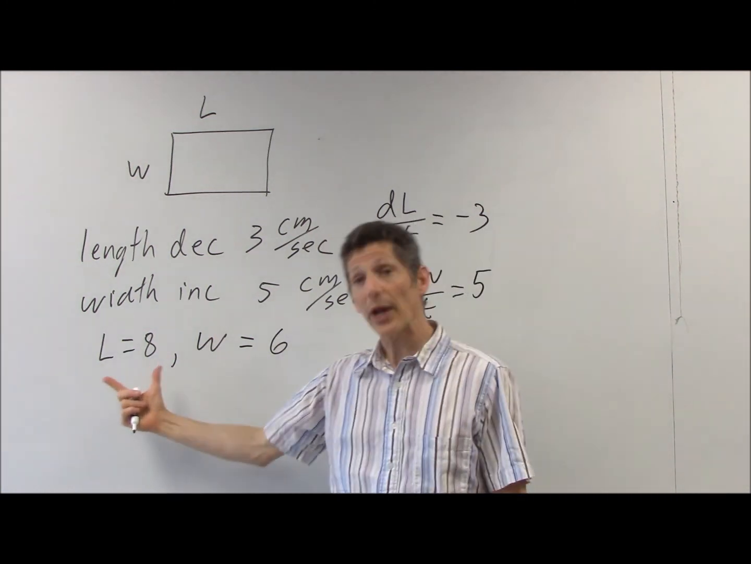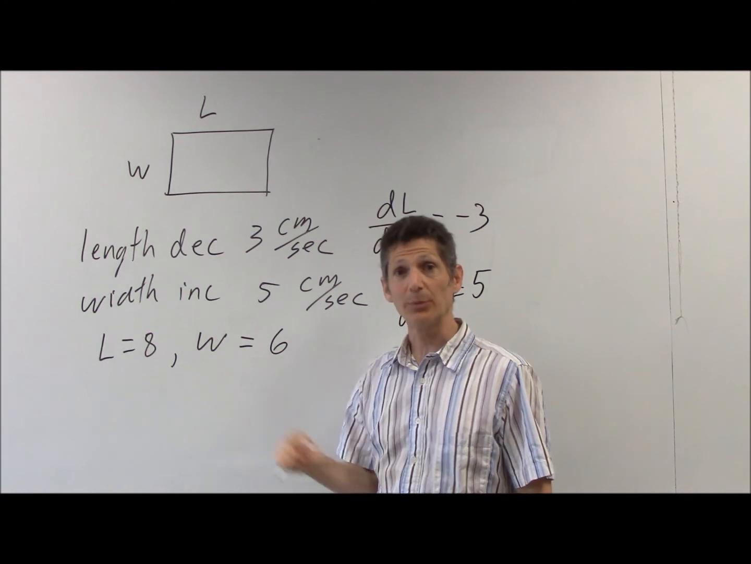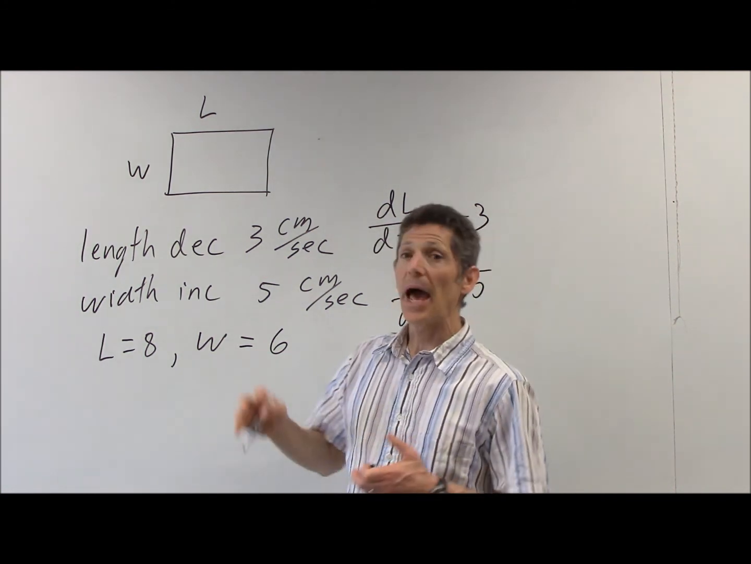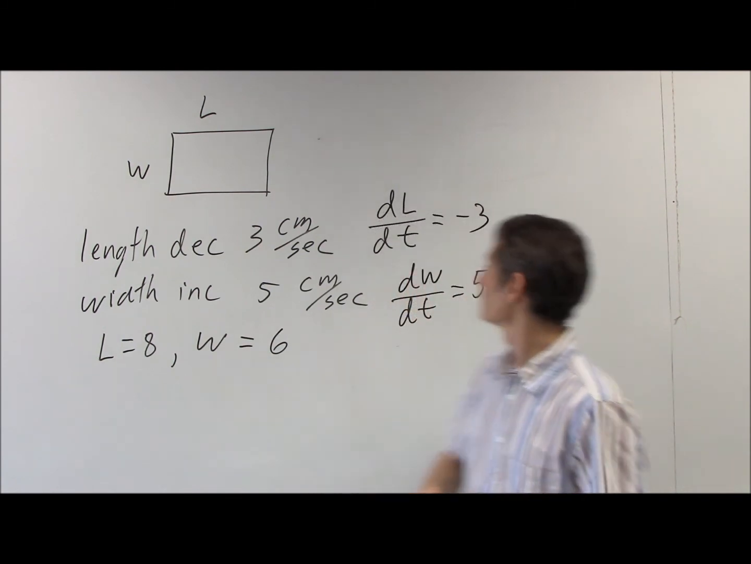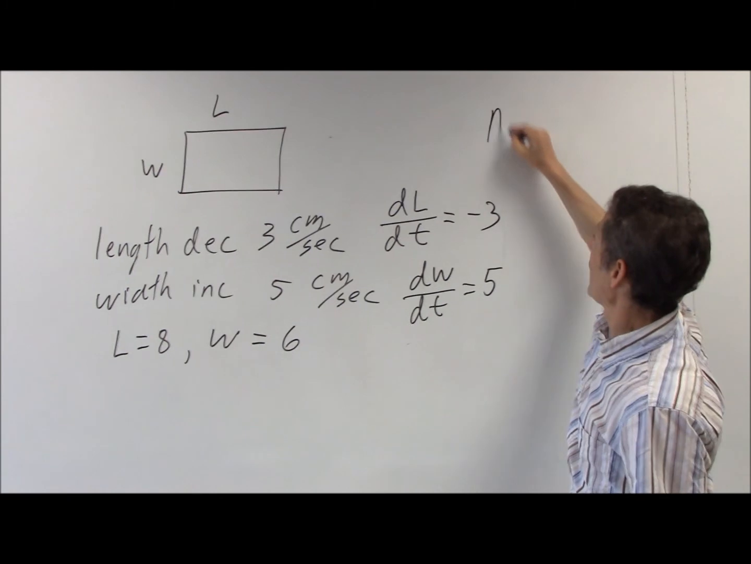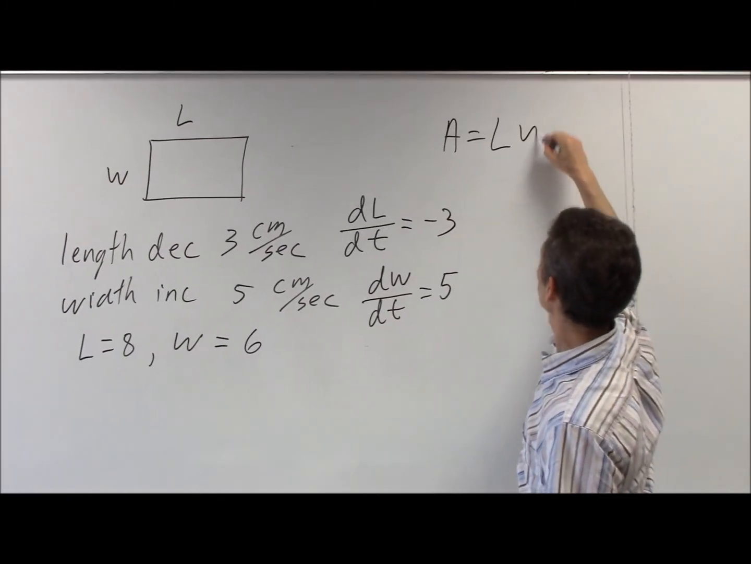And then it says right now the length is 8 and the width is 6, and I'm supposed to find how various things are changing. Like the first question says, how is the area changing? So I'm just going to write the area equation of a rectangle. Area, of course, is length times width.